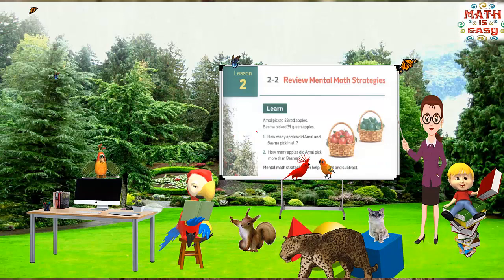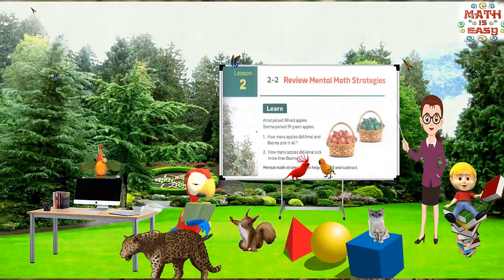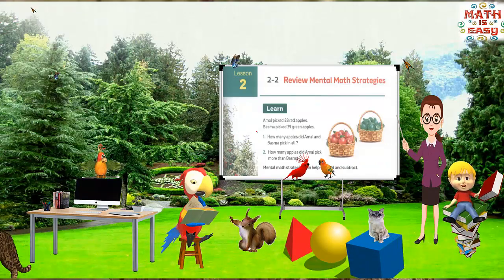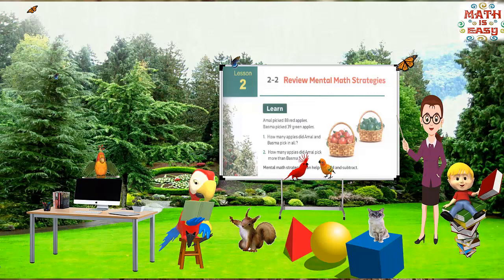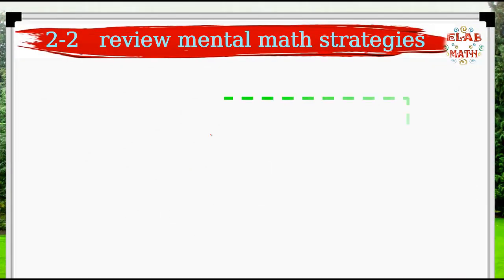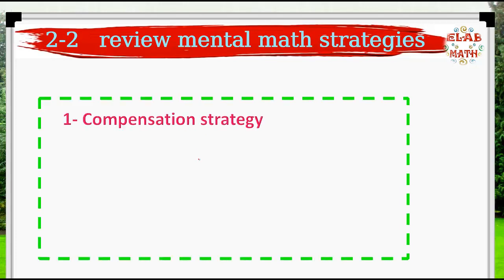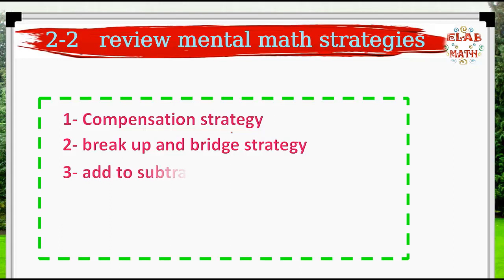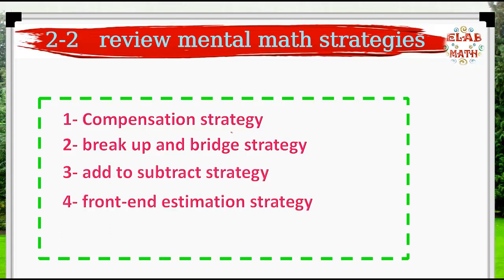Hello everyone. In this video, we will learn about a new lesson in the second unit. The second lesson in this unit talks about mental math strategies. We have in our lesson 5 strategies. First one, compensation strategy, break up and bridge strategy, add to subtract strategy, front end estimation, and rounding strategy.